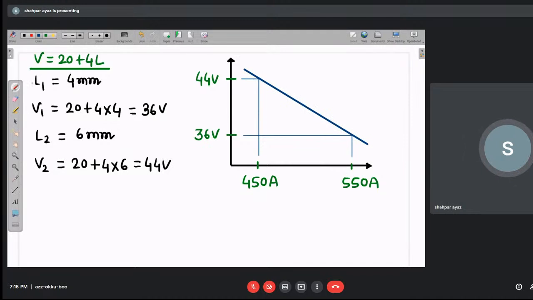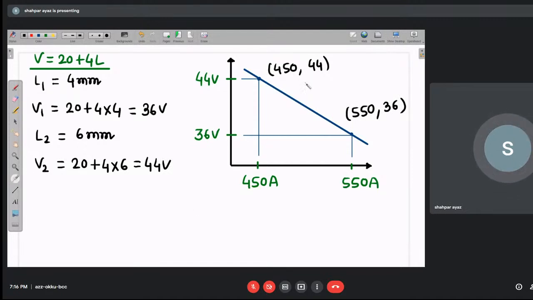This is the voltage. Now, whenever this line intersects the y-axis, you are going to get OCV. When it intersects the x-axis, you are going to get SCC, short circuit. So here the coordinate pair I can tell you is 450 comma 44 volt, and here 550 comma 36. So that is the catch in this. And this is the coordinate.